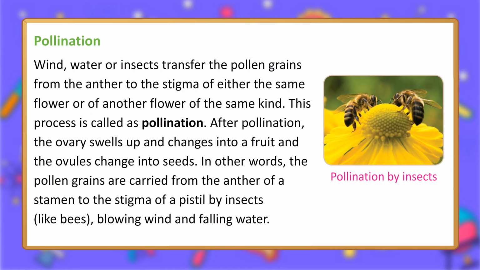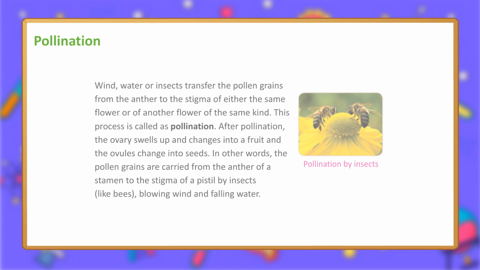Pollination. Wind, water or insects transfer the pollen grains from the anther to the stigma of either the same flower or of another flower of the same kind. This process is called pollination. After pollination, the ovary swells up and changes into a fruit and the ovules change into seeds. In other words, the pollen grains are carried from the anther of a stamen to the stigma of a pistil by insects, like bees, blowing wind and falling water.